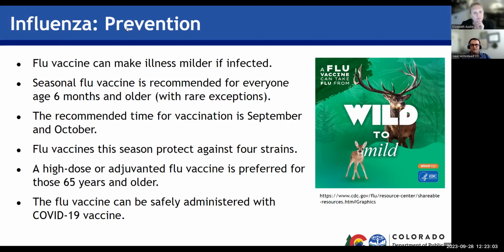And then an important point, especially since there are many different vaccines right now for respiratory viruses, it's important to note that the flu vaccine can be safely administered with the COVID-19 vaccine. We won't be covering the COVID-19 vaccine update in this talk, but there are updated COVID-19 vaccines, and flu can be given at the same time as that one in particular.